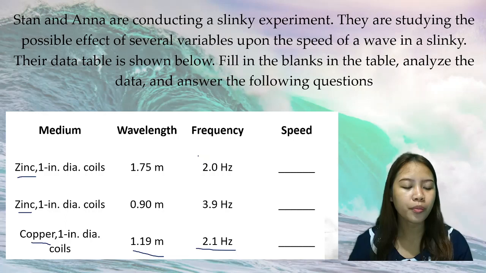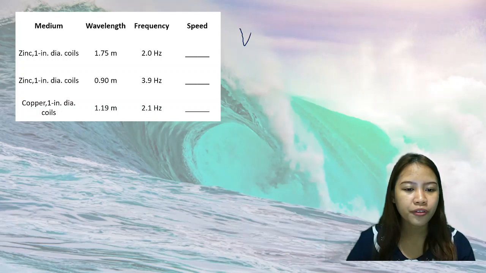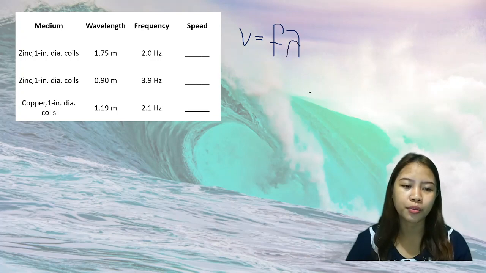Since frequency and wavelength are what is given, in order for us to get the speed, we are going to use our equation: v is equal to frequency times lambda. This is the first one we will use.